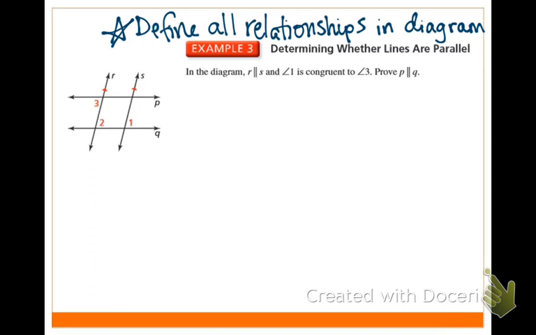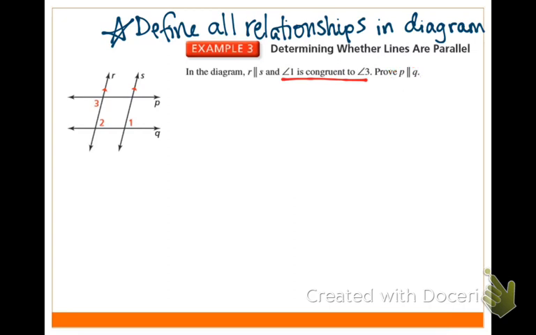It says in the diagram, R is parallel to S. What in the diagram already told me that? Yeah, the little arrows. And angle 1 is congruent to angle 3. There's nothing in the diagram that told me that, so they had to give me that information. We're trying to prove that P is parallel to Q.